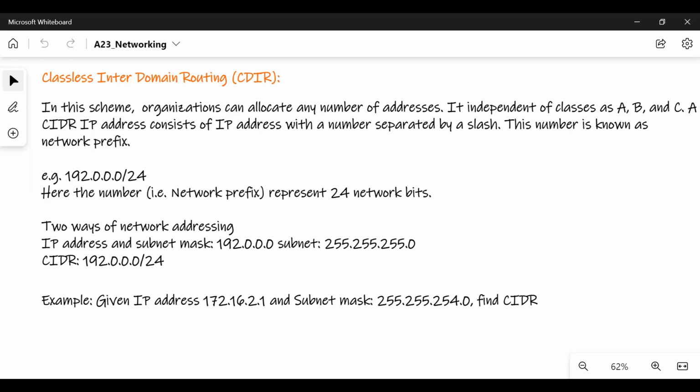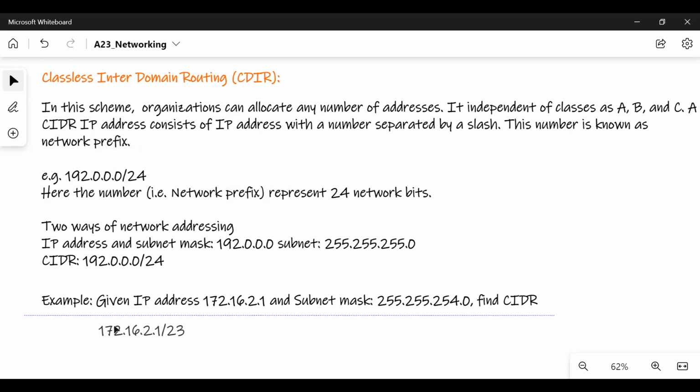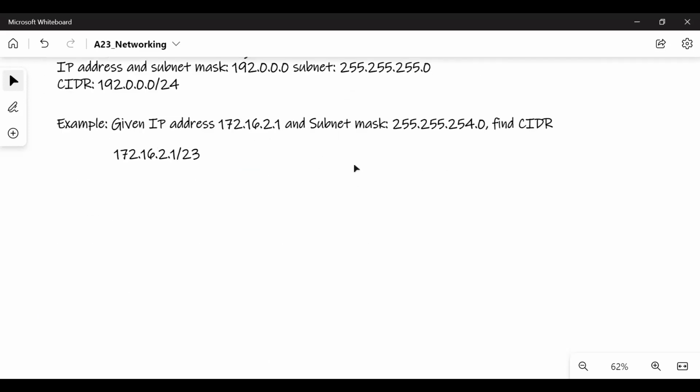Therefore, we can directly write the answer, right? So we can say that the answer will be 172.16.2.1/23, which is the number of bits allocated. So here is the answer.